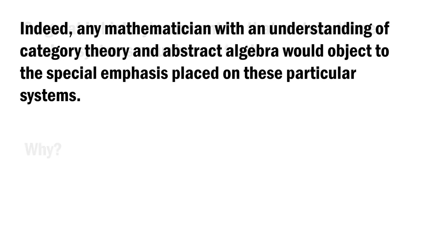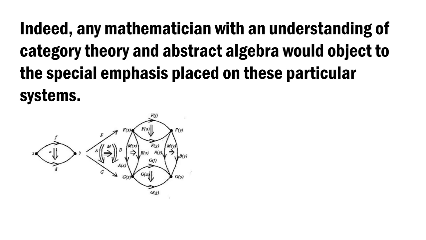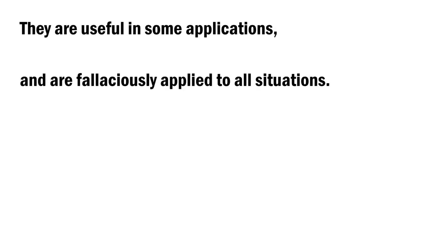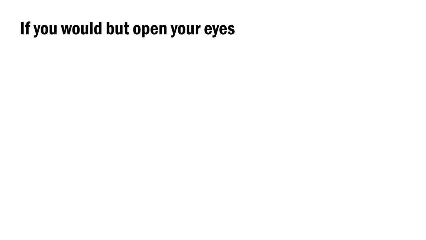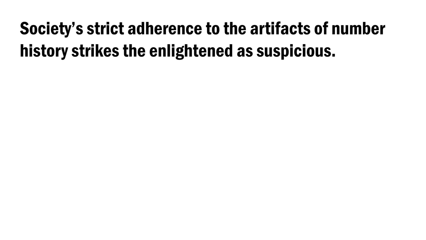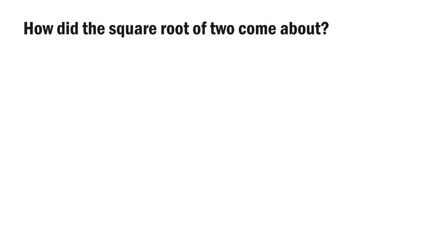Now, so great is history's momentum that we take these number systems as universal truth. Why? Indeed, any mathematician with an understanding of category theory and abstract algebra would object to the special emphasis placed on these particular systems. They are useful in some applications, I will say, but they are fallaciously applied to all situations. If you would but open your eyes, never again would they close. And society's strict adherence to the artifacts of number history strikes the enlightened as rather suspicious.